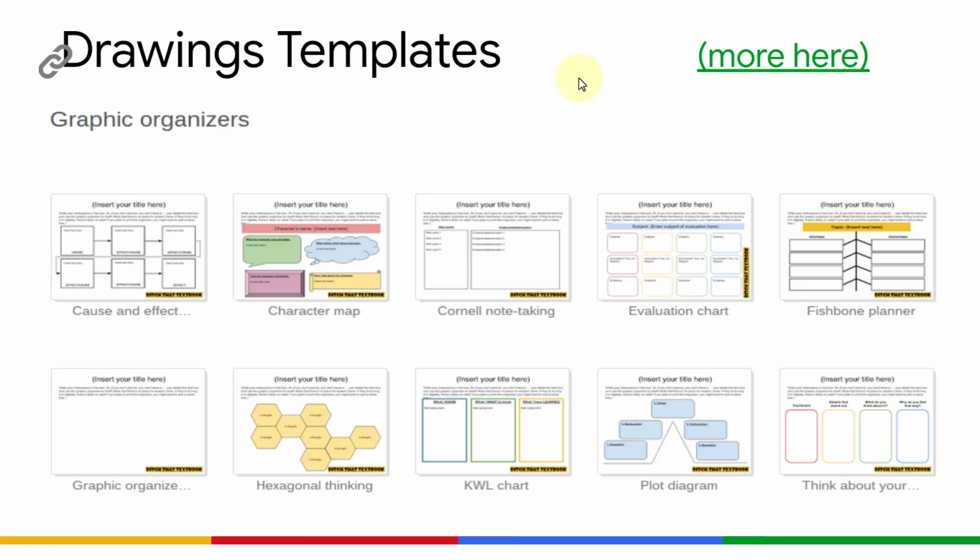Drawing templates. So there are tons and tons of templates or graphic organizers out there, and on this link right here, you can actually get all of these. There's about 15 or 20 different ones that you can just grab and get, and they're all templates ready for you to use, but you can also change them around. But you can see like KWL charts and evaluation charts, Cornell note-taking, which we'll look at later, character maps, all sorts of things. There's even more here if you want to click on that.